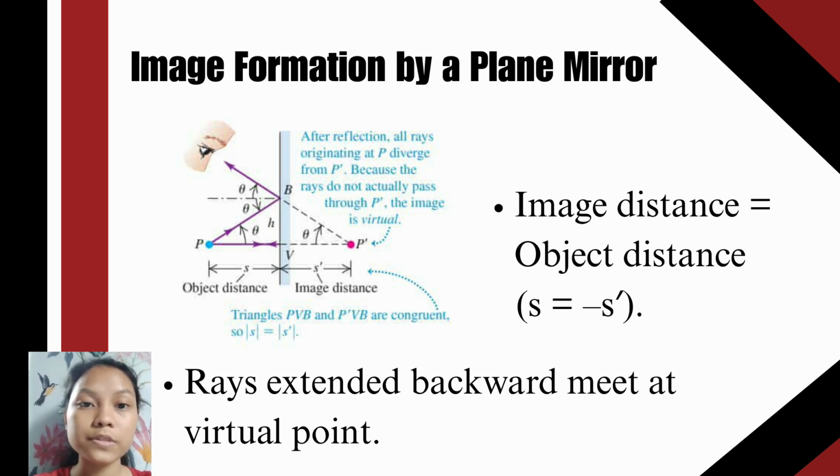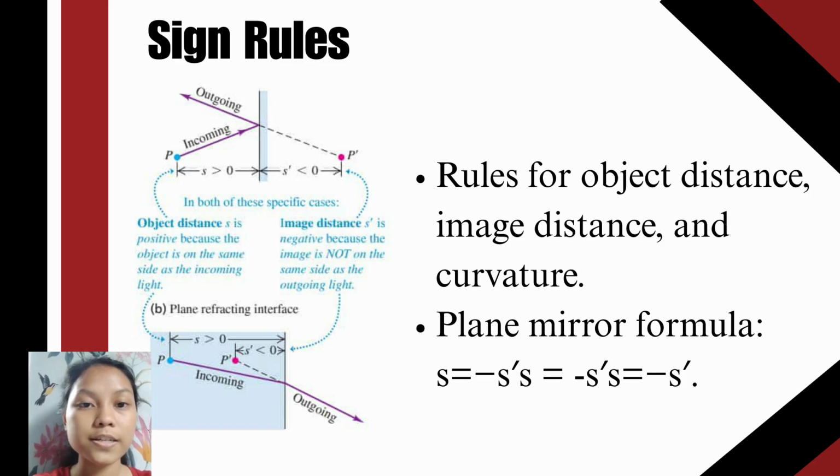So, next, there are sign rules. So now let's move on to the sign rules used in mirror equations. These rules help us determine whether distances and values are positive or negative, depending on the direction of the incoming and outgoing light. For plane mirrors, the object distance is positive because the object is located on the same side as the incoming light rays.